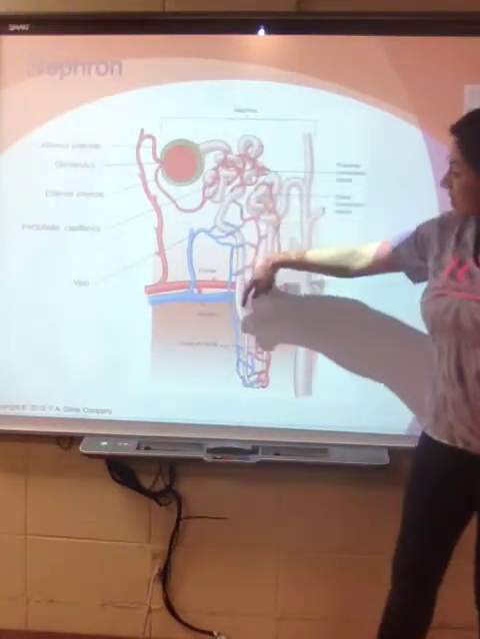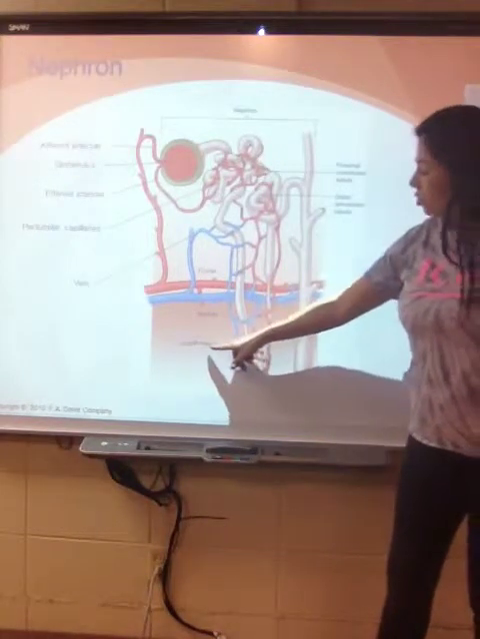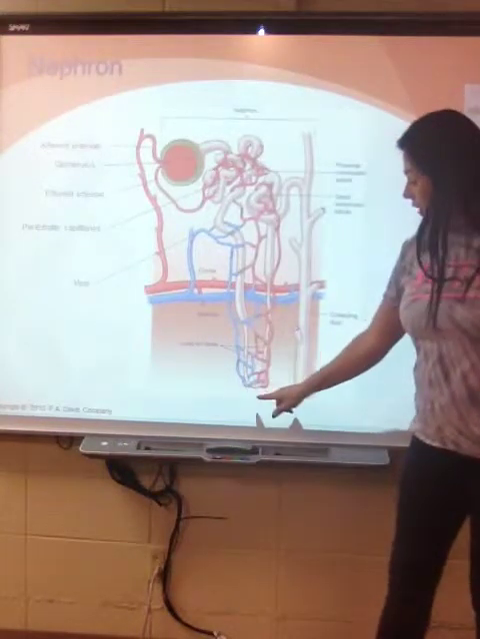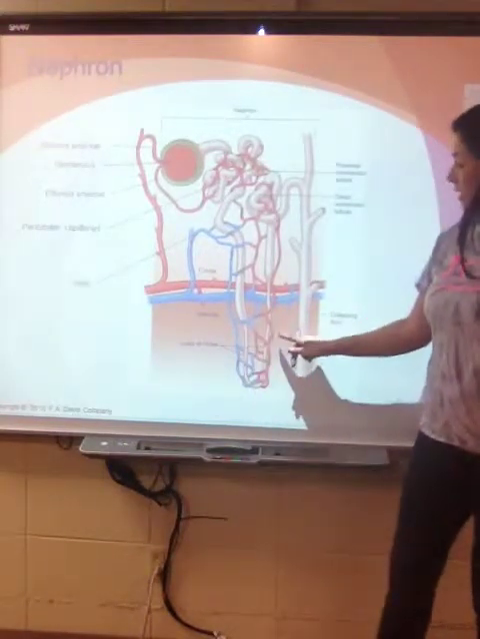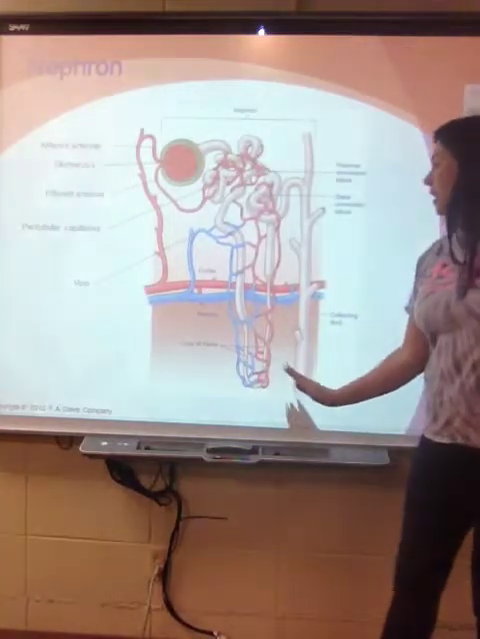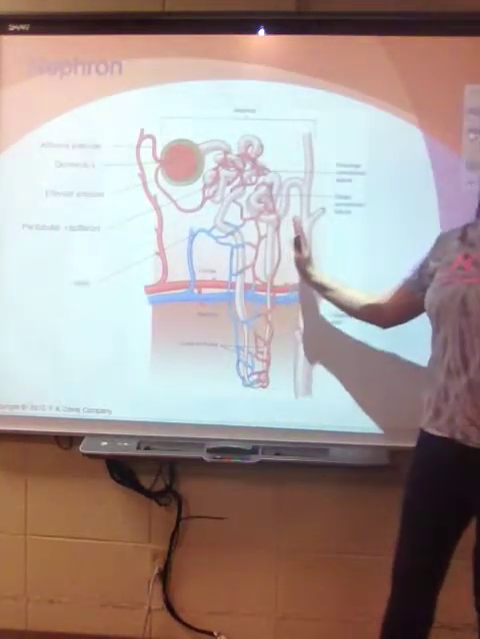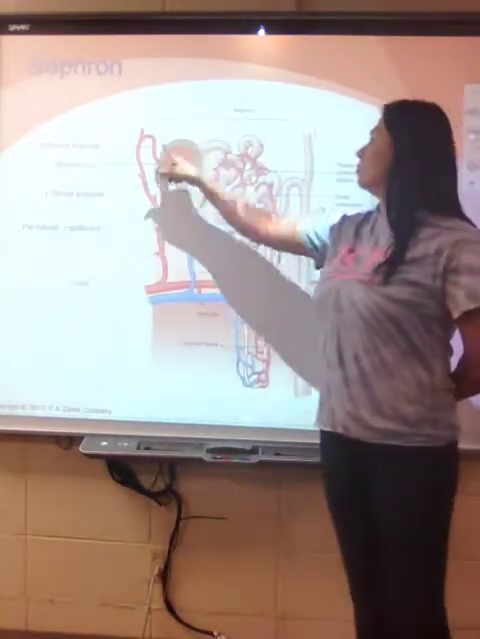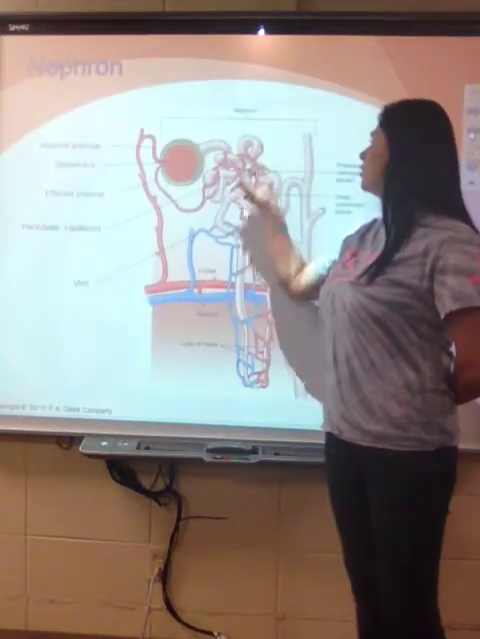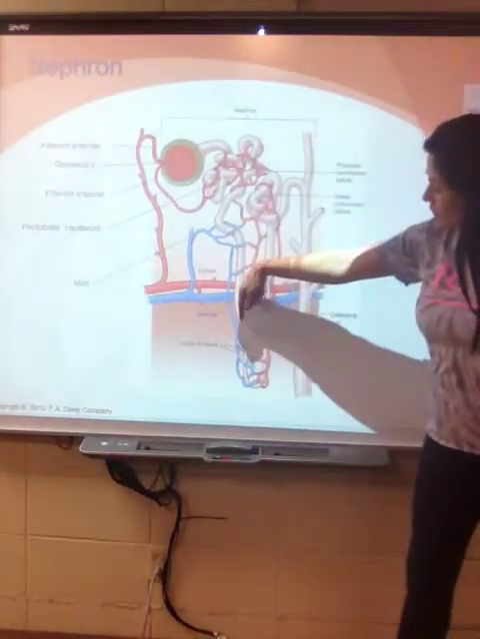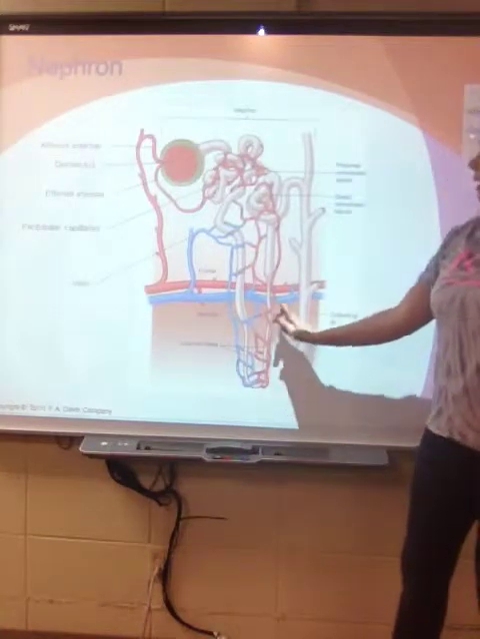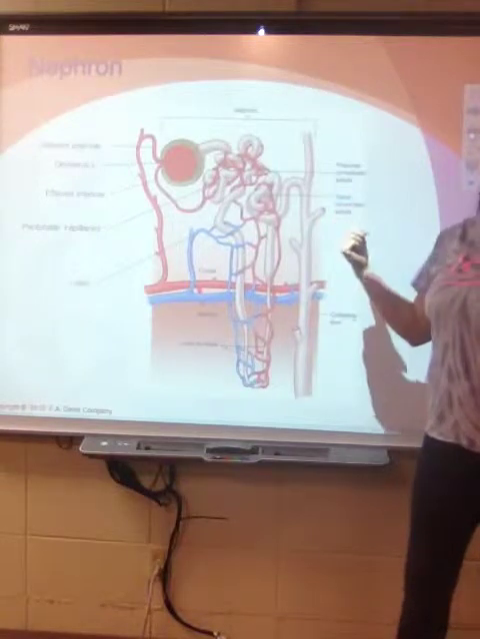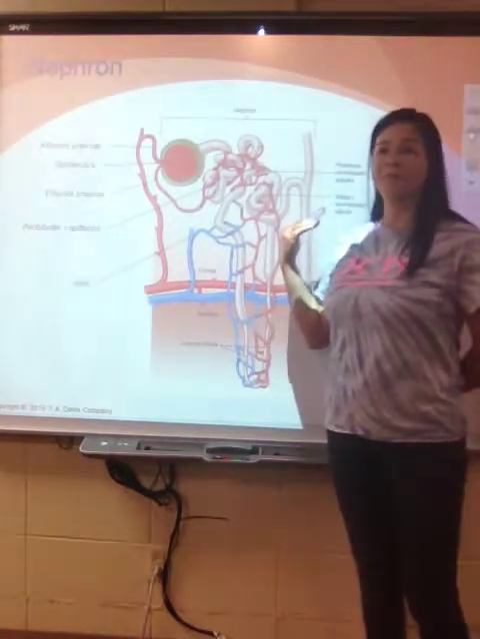This is the descending branch of your loop of Henle. So this is the descending loop. And then we go to the very bottom here, which is called the loop of Henle. And then as we're going up, you call it the ascending loop, because we're going back up. So, Bowman's capsule, proximal convoluted tubules, descending loop, loop of Henle, ascending loop, and then we hit our distal convoluted tubule, because it's the one furthest away.